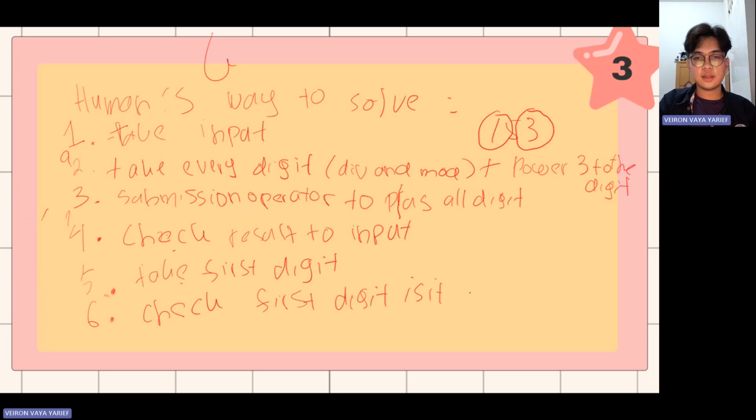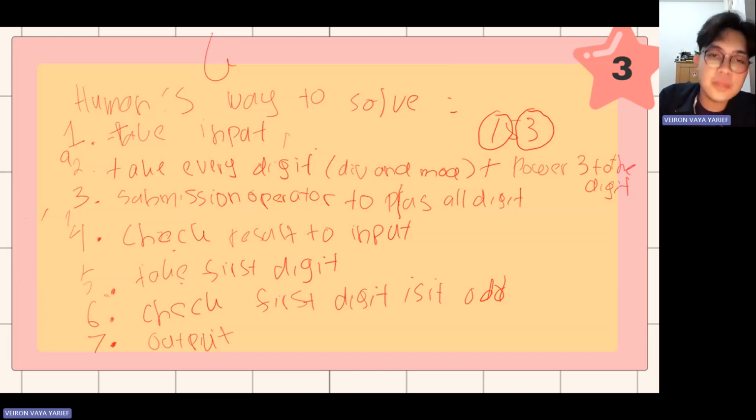Is it odd? This is how a human will solve the problem. And outputting, last thing. Okay. So as a human, we have 7 steps to do. And now we need to realize our human steps into code. How do we do this?